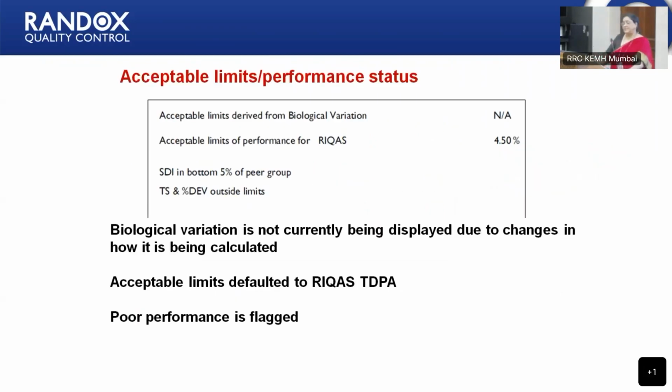In the third box, information like biological variations and the acceptable limit of the percentage deviation is given. If the results are out of the acceptable range, then it will be flagged in this box, like SDI in the bottom 5% of the peer group, and target score and percentage deviations outside the acceptable limit.